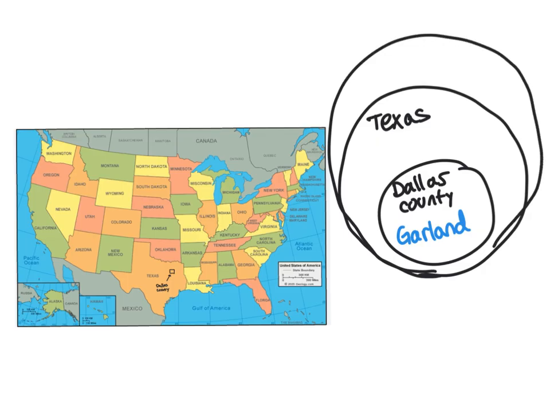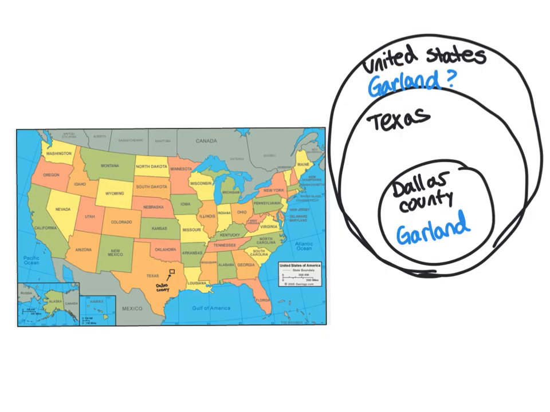Here we go. This is going to be for the United States of America. I'm going to write United States. And we're inside the United States, aren't we? Because Texas is inside the United States, Dallas County is inside Texas, and Garland is inside the United States. Could I write Garland here? We're in the United States, right?